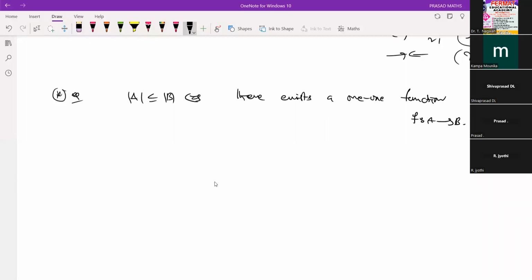If cardinality of a is less than or equal to cardinality of b, automatically there exists a 1-1 function like this. This is automatically possible. This is a very important theorem, of course. So cardinality of a less than or equal to cardinality of b, there exists automatically a 1-1 function from a to b. You should keep in mind, it's a very, very important property. Later I'll use this when I discuss countability of sets.